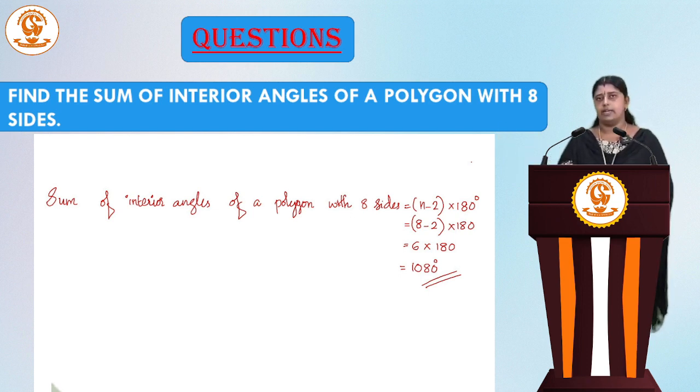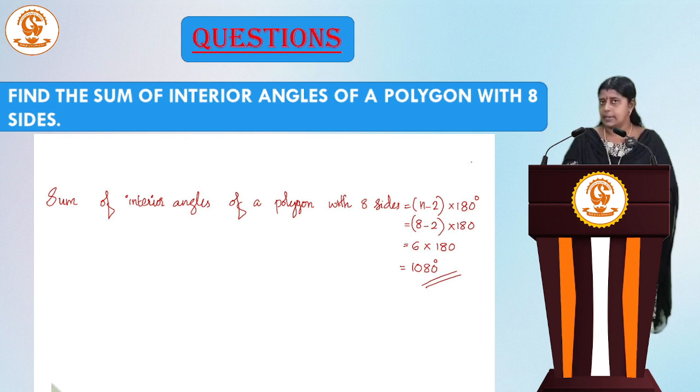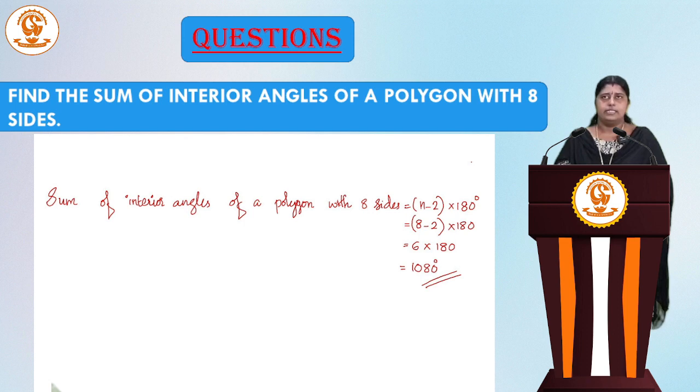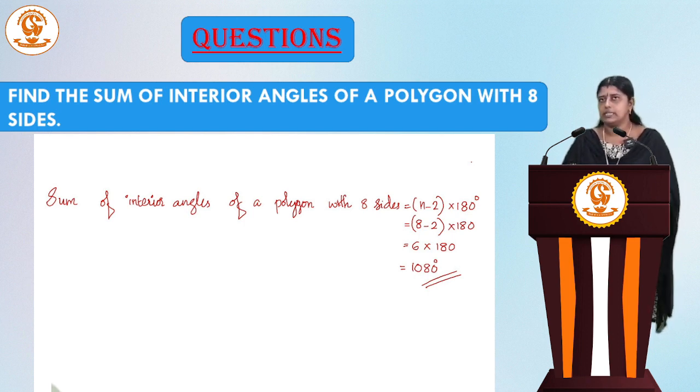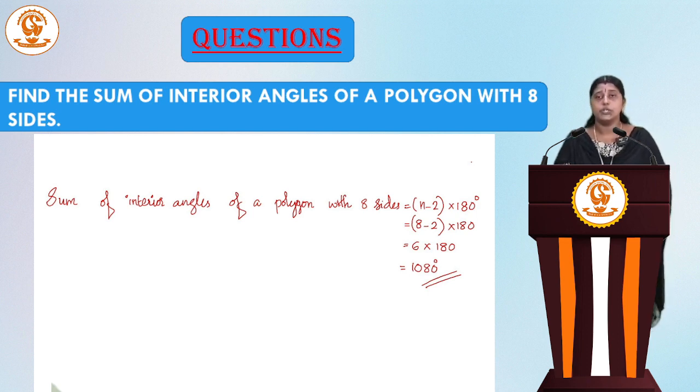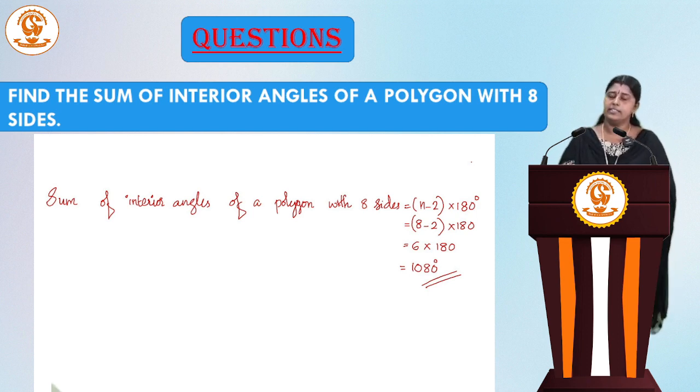The sum of interior angles of a polygon with 8 sides is 8 minus 2 into 180, because we know that the sum of interior angles of a polygon with n sides is, in general, n minus 2 into 180. We can apply this formula here. Here the number of sides is given as 8, so in place of n, we substitute 8. That is 8 minus 2 into 180. It is 6 into 180, which is 1080. Okay, is it clear? Yes, ma'am. It's clear.